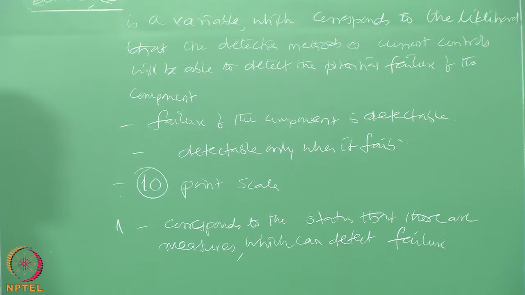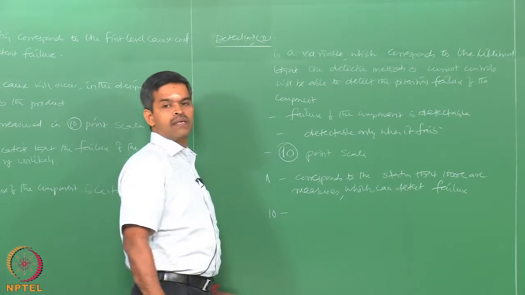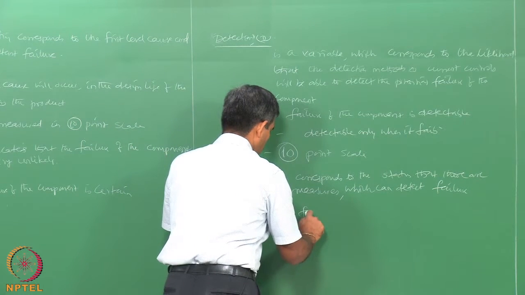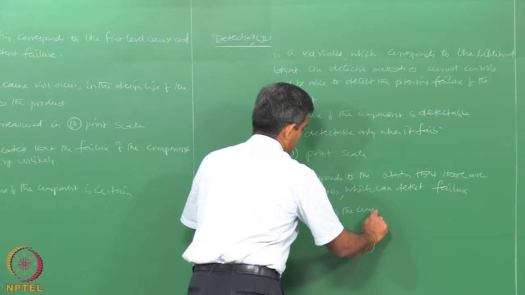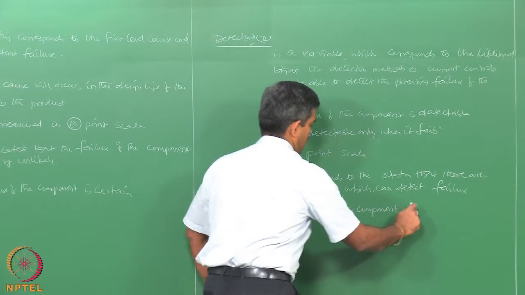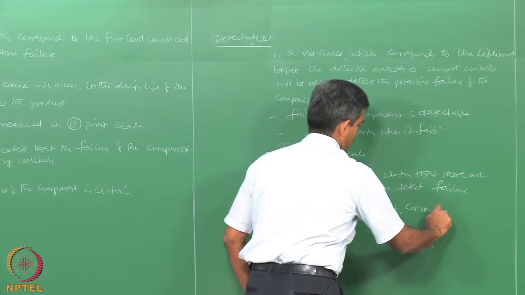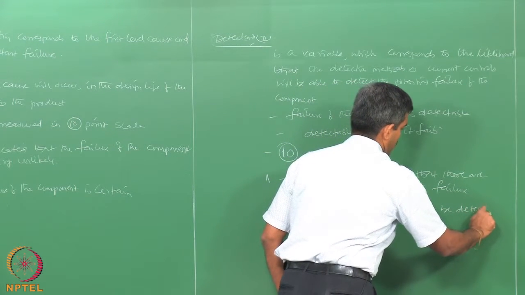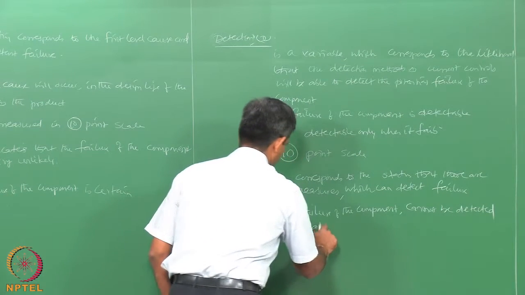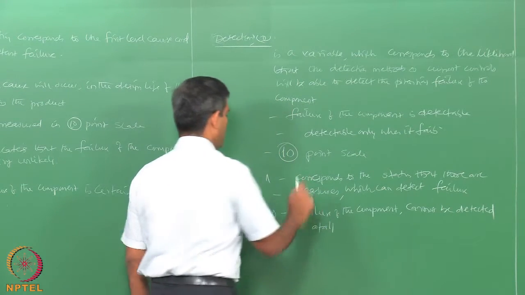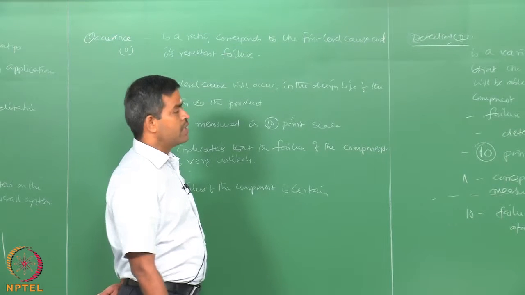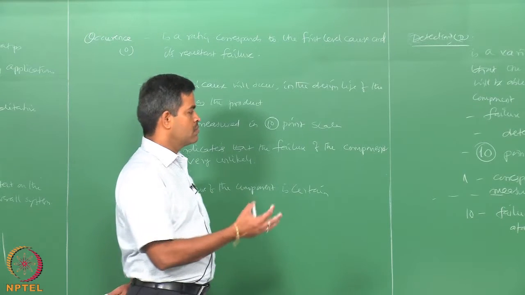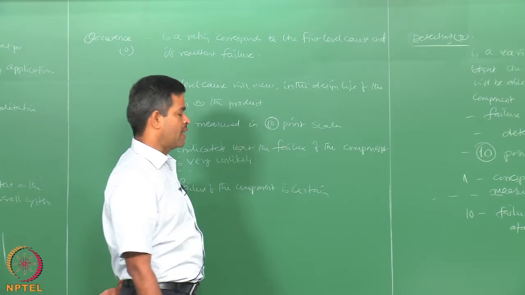And 10 corresponds to the fact that failure of the component cannot be detected at all. So, any number in between you can make a relative statement saying what is the number assigned to that particular variable and what will be the equivalent statement which corresponds to that value.